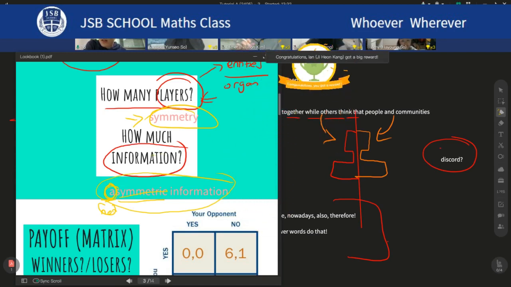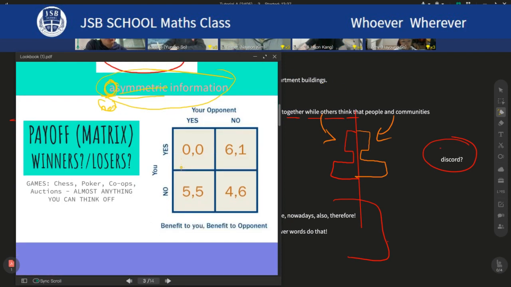Boom. Okay, so asymmetric information. I'm sure you must have learned that in economics. It's one of the first things you learn. Okay, then we have what we call a payoff matrix.